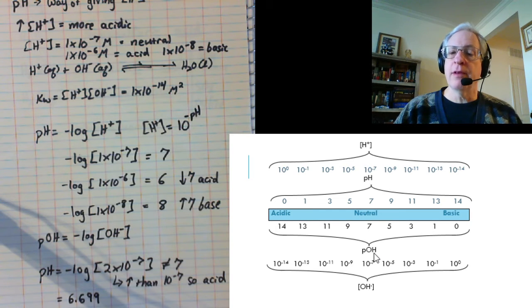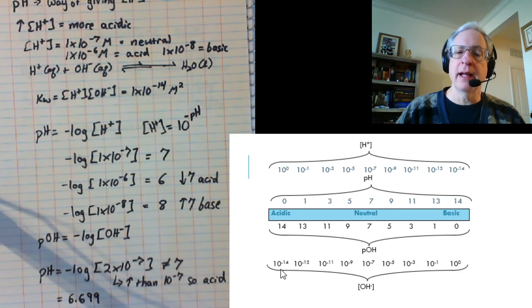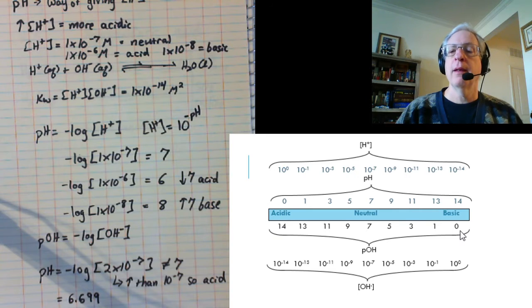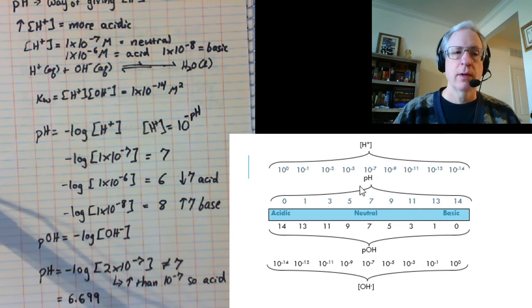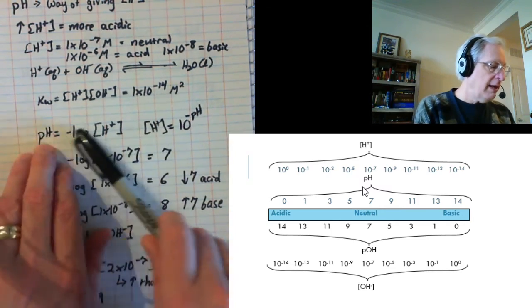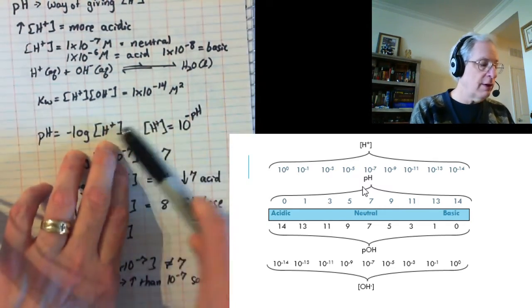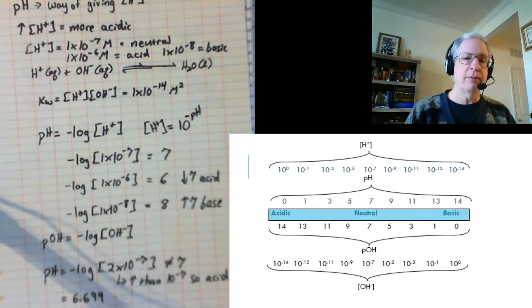pOH is the opposite. pOH is based on the hydroxide ion concentration. And just like pH, it goes from 10 to the 0 to 10 to the negative 14th. If the pOH is high, it's acidic. If the pOH is low, it's basic. So they're just flipped from one another. So we have pH is equal to negative log of hydrogen ion concentration. H positive is 10 to the negative pH.